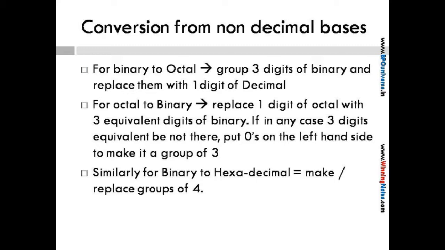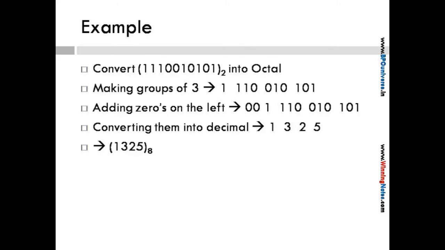Let us have an example of converting this number, which is in binary form, into the octal form. As we make groups of 3, remember that we have to make the groups of 3 starting from the rightmost digit. So we have 101, then 010, then 110, and finally 1. Now we know that on the left hand side this digit does not have a group of 3 digits, hence we add 2 zeros to it. After that we will simply convert this into octal.